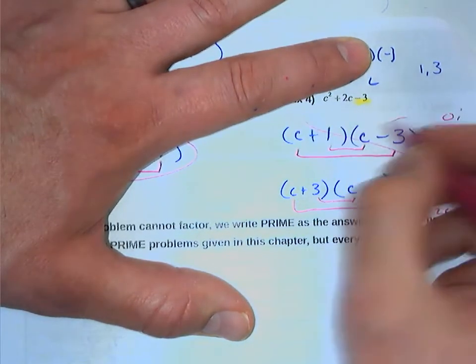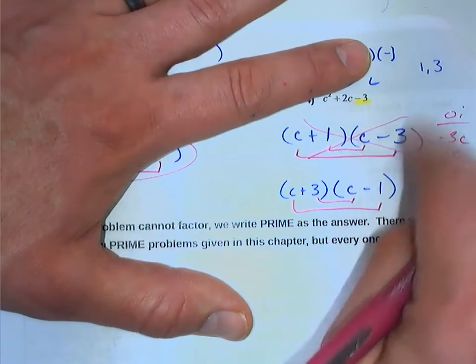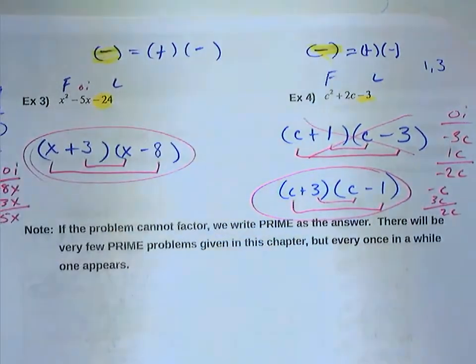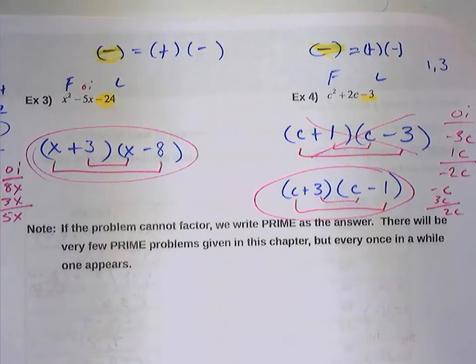So this one, I guessed, I checked. That's why it's nice if you have a pencil. Then you just got to erase and redo it. There we go. There's my answer. If you type in this guy, c plus 1, c minus 3. No, that's not right.